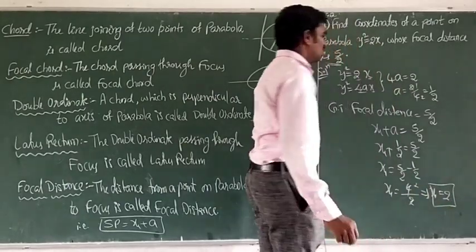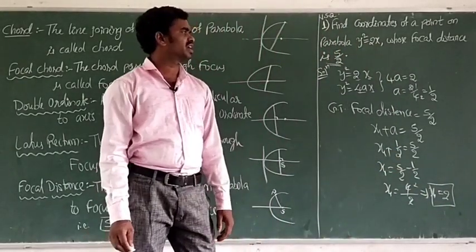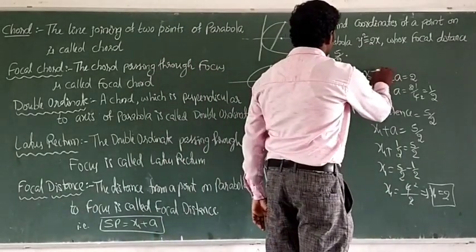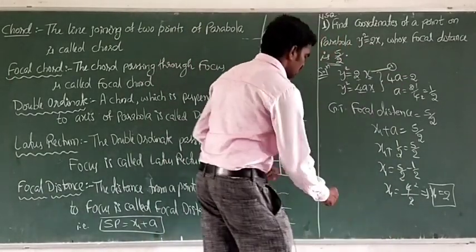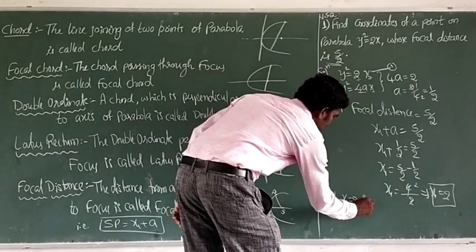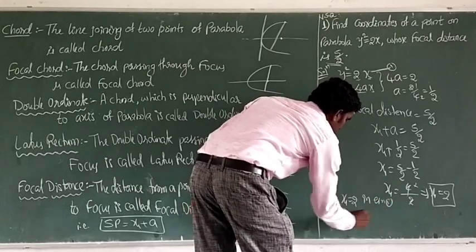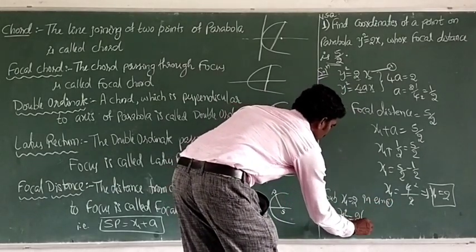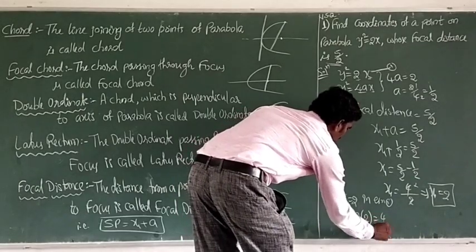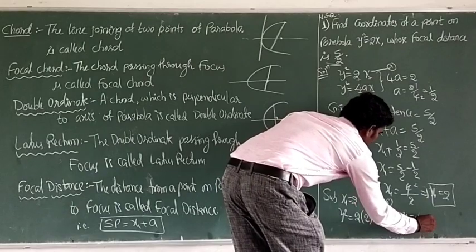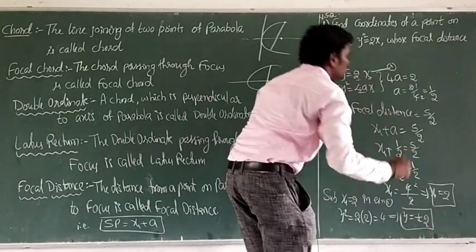So x1 we got is 2. Now substitute the x1 value in equation 1. Substituting x1 equal to 2 in equation 1, y square equals 2x, so 2 into 2 is 4. So y square equals 4, which means y equals plus or minus 2. So we got the y value also.